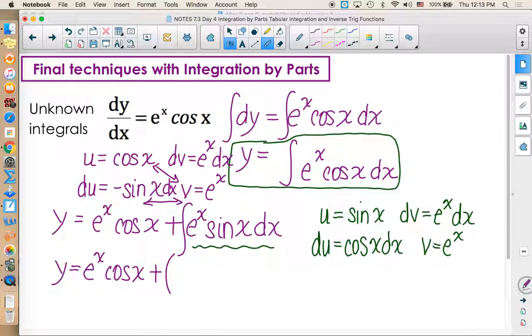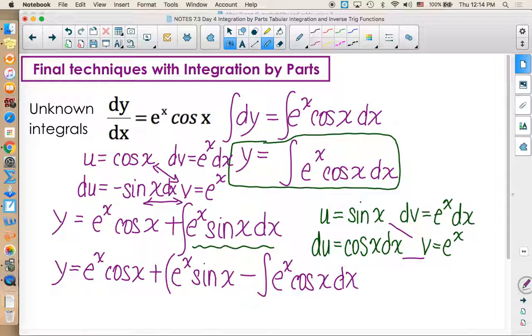And this integral is going to be my new u times my v minus, and now my new integral. But my new integral should look really familiar. My new integral is the original problem we were tasked with finding the integral for to begin with. This is exactly what we started with. And so if we continued to go through, we would just keep cycling back and forth.